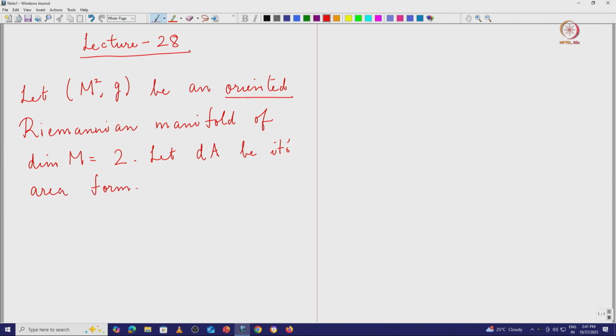So recall this is a construction that I talked about back in maybe lecture 7 or 8, that given a Riemannian metric on an oriented Riemannian manifold, one can talk about the volume form. So that's a natural nowhere vanishing top form associated to any Riemannian metric, and of course in dimension 2, instead of using the word volume, we use the term area, right. So we have this area form.